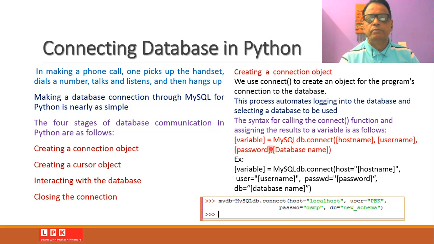Variable is equal to MySQLdb.connect. In the brackets, we will write host name, comma, username, comma, password, comma, database name. For example, we can write like this: variable is equal to, you can use any variable, MySQLdb.connect, host is equal to host name, comma, user is equal to username, password is equal to password, comma, db is equal to database name.